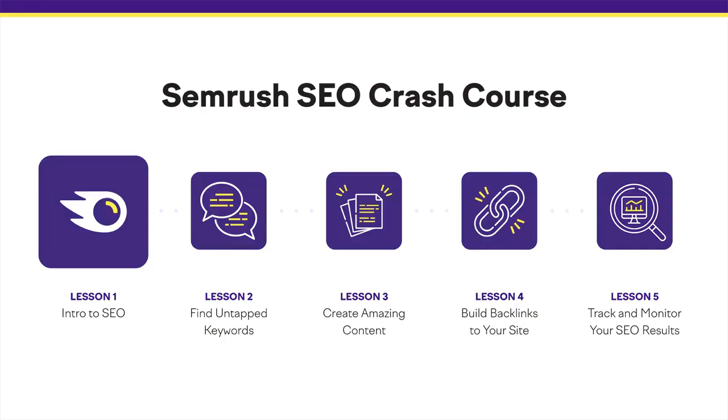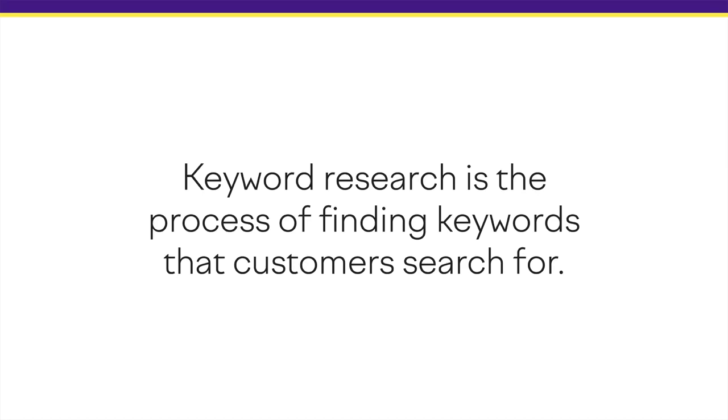In the last lesson, you learned some of the key basics about search engine optimization, including how search engines work and some of the important ranking factors that Google currently uses. And in this lesson, lesson 2, you're gonna learn all about the critical first step to succeeding with SEO: keyword research. As you may already know, keyword research is the process of finding keywords that customers search for.